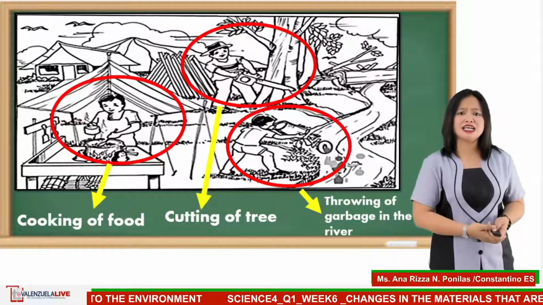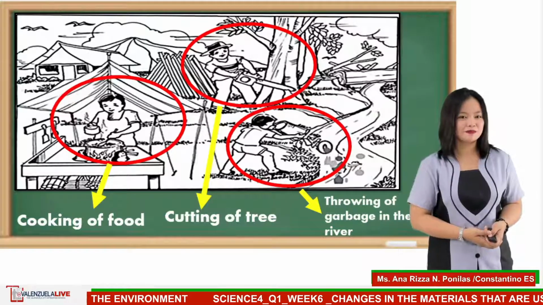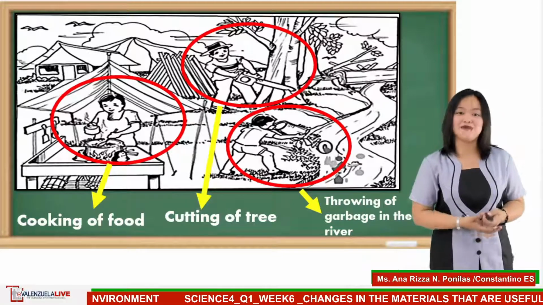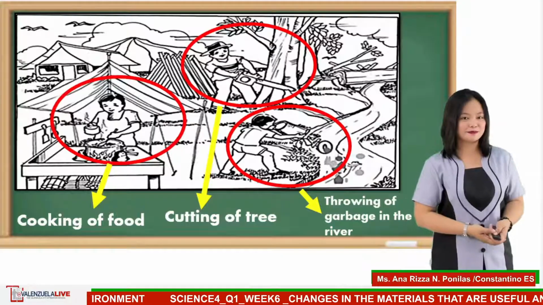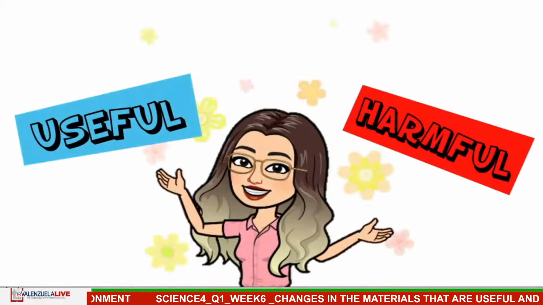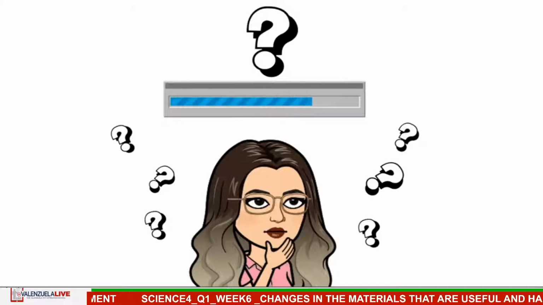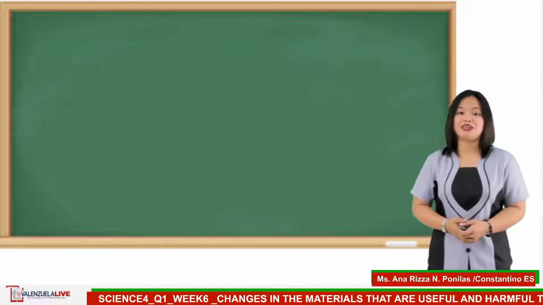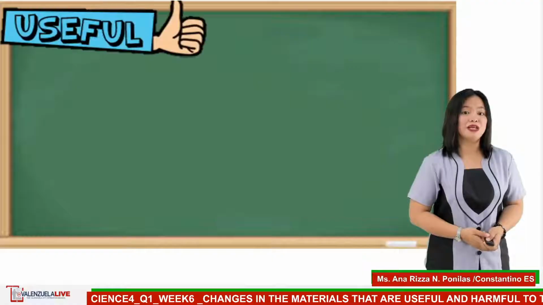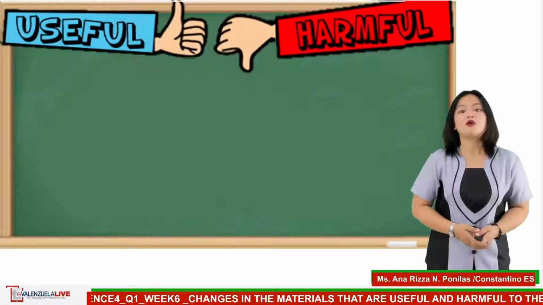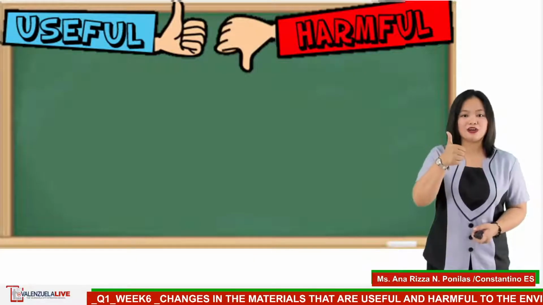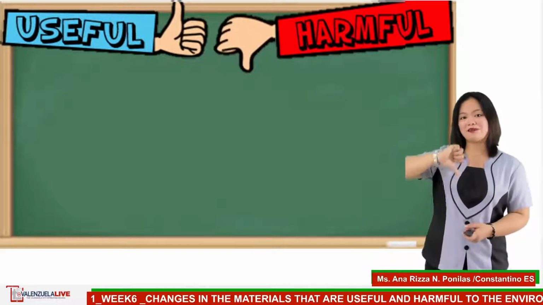Are all these changes good in the environment? Not all the changes may be good in the environment. This can be useful or harmful. Useful or harmful? What is their difference? How can we tell if the change in the materials is useful or harmful in the environment? For us to remember and to identify easier the difference between useful and harmful, we will be using hand signals. Useful means good or okay, and harmful means bad.